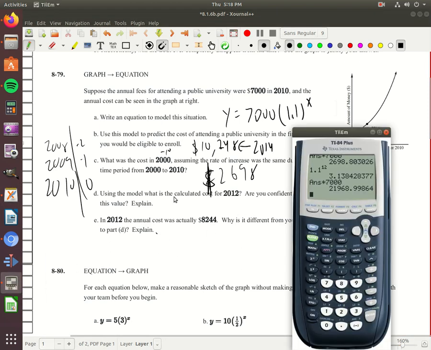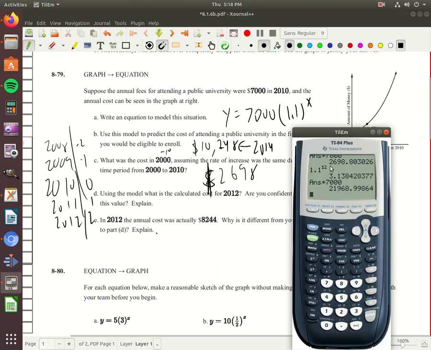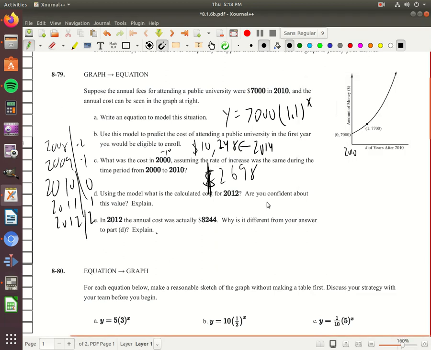Well, according to this, we're just going to plug a 2 in, right? 2011 is a 1 and 2012 is a 2. So I'm going to go 1.1 to the 2nd power, and I'll multiply that by 7,000. It's not registering that multiply. There we go. Times 7,000. And we get $8,470.